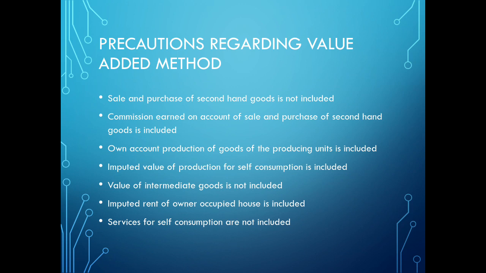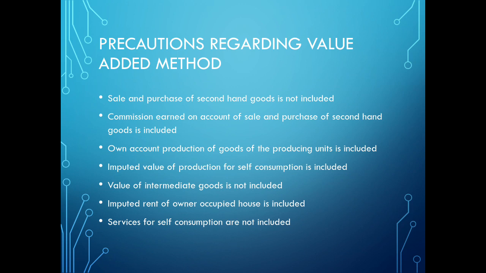Third, own account production of goods by producing units is included. Means when producing units are producing raw material on their own, then their value is to be included. Imputed value of production for self consumption is included. When somebody is producing goods for self consumption, also its imputed value, means estimated value, is included. Value of intermediate goods is not included. While calculating national income, we do not take the value of goods which are purchased for resale or to be used as raw material, means intermediate goods.